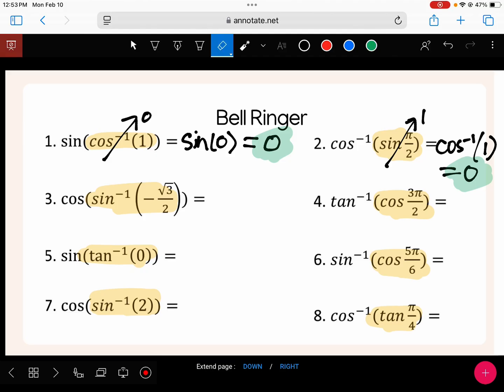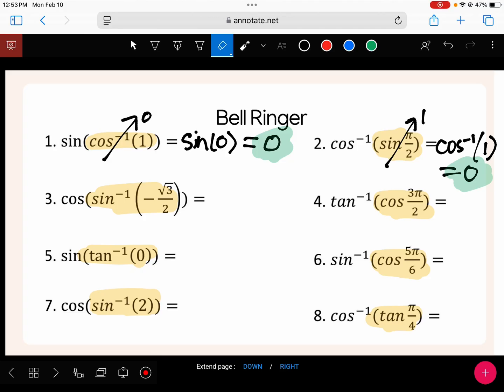Wait, how did we get 0 again? Inverse cosine, so you're looking on the coordinate plane for which of your coordinates for cosine, so all your x's, which of those is 1? And then the sine is 0. At pi halves, on your unit circle, what is the sine value? It's 1. So you replace that entire inside function, which is why I rewrite my equations every time.